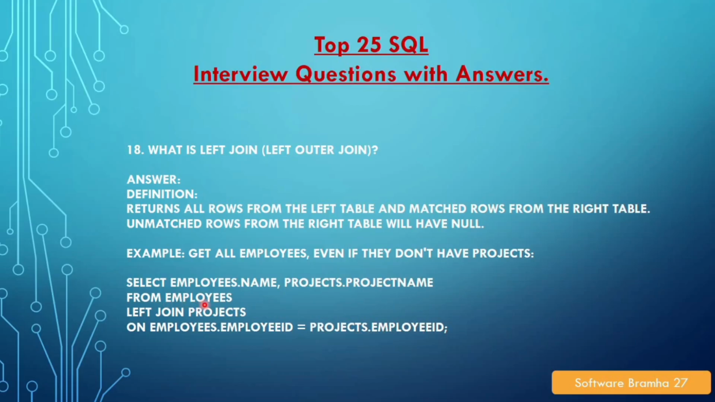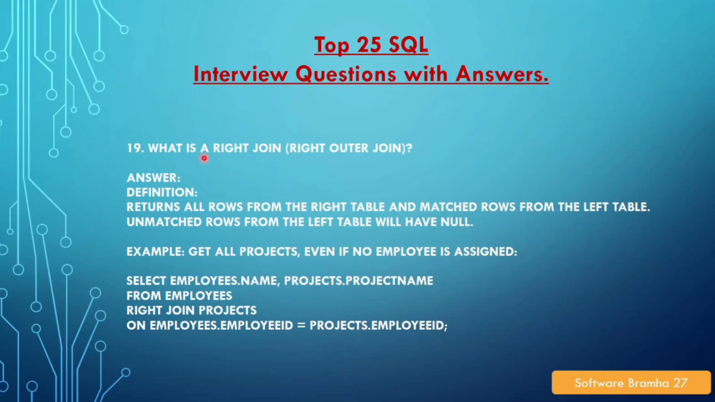Here the two tables employees and projects are joined by using left join by the columns employee id of employees table and employee id of projects table. Here we will get the result as the employees even if they don't have projects. Next question. What is a right join or right outer join?